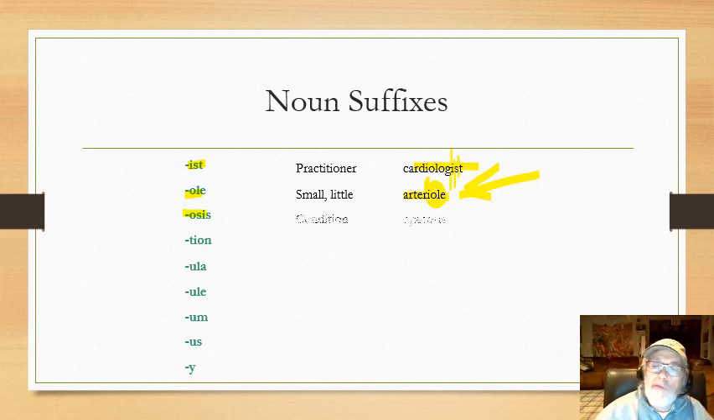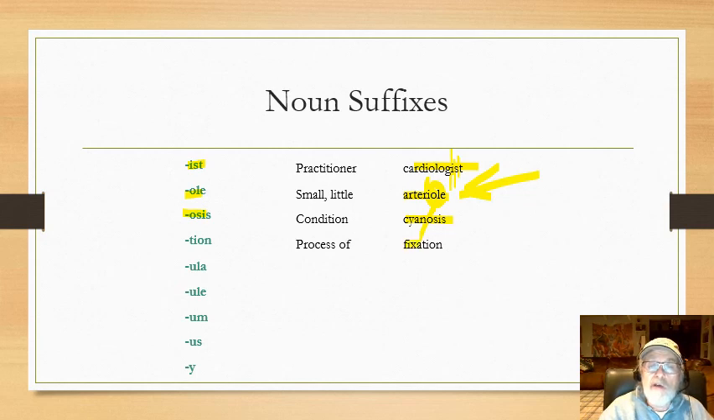-osis, we talked about before, means condition. Cyanosis. Cyan, C-Y-A-N, means blue. So when people have that blue tinge around their lips, around their fingernails and stuff like that, when their oxygen levels in the blood go down, that's called cyanosis. So -osis just means a condition of something.